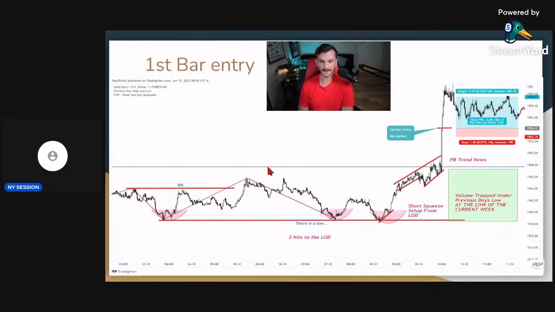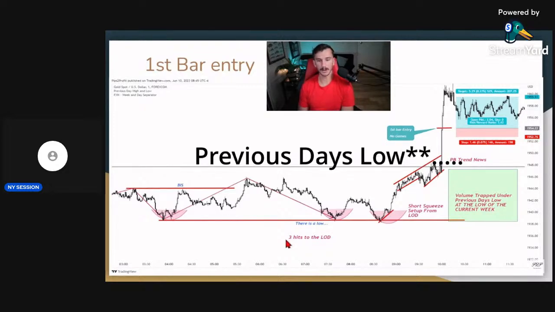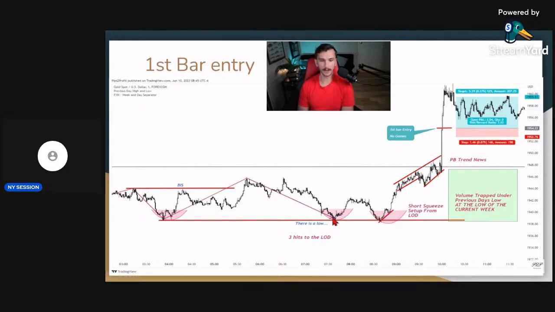This is 3 hits to the low of the current day, as well as we have broken out of the previous day's high on a Monday, which means we are at the low of the current week, and all of this volume has the potential for being trapped at the low of the current week. Please rewind this a couple of seconds and listen to what I just said one more time, because that's very important. This consolidation is the parabolic trending pattern.